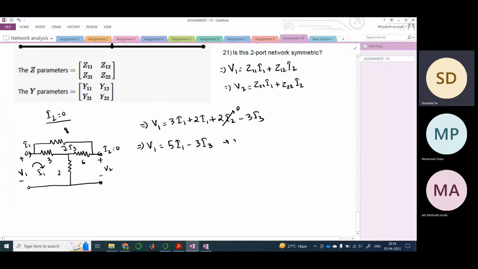Now this is our first equation. Now let us write the KVL in the third mesh. So this is mesh 1. Now mesh 2 is what?